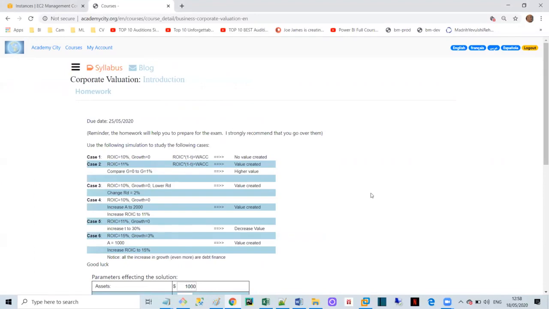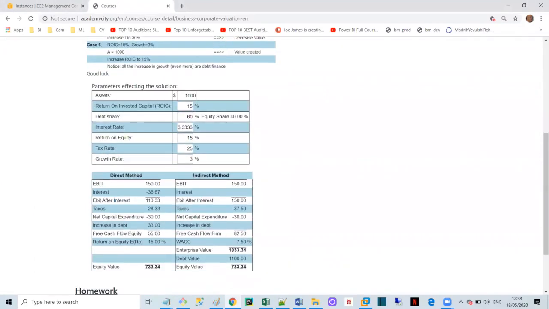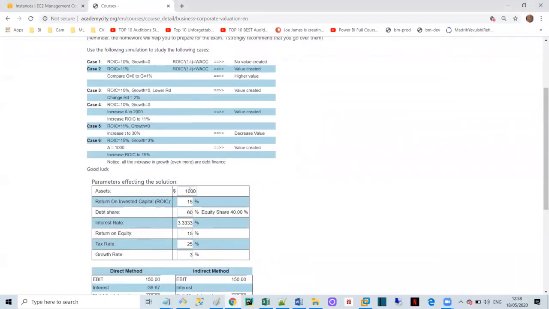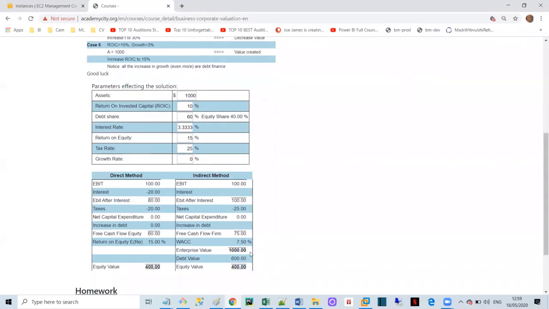If you go to those cases, by the way, I put exactly the same simulation here. So let's do the first one. ROIC, if I put a return on invested capital of 10%, and growth 0%, that's the way you do the homework, okay? What is the value? What are we getting? The value of the company is 1,000, debt holders 600, equity 400.